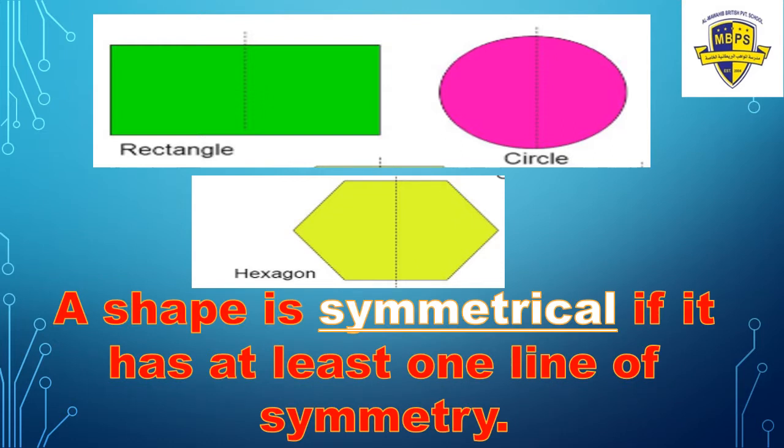Come on students, can you look at the slide and tell me which shapes can you see on this slide? Very good. We have a rectangle, we have a circle, we have a hexagon. Now every shape has got a line of symmetry. So these shapes are all symmetrical. Now what do you mean by symmetrical? A shape is symmetrical if it has at least one line of symmetry. Any shape which has one or more lines of symmetry, that shape is said to be symmetrical.